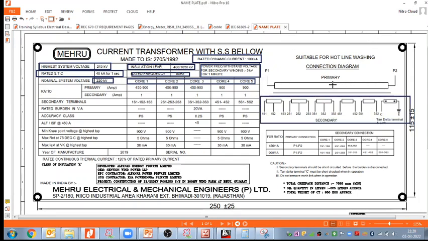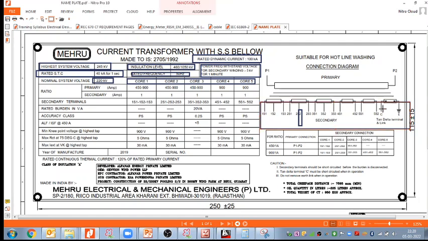One is the primary common, and 1 core, 2 core, 3, 4, 5. But yeah, we are using 6 core. We'll come to that tan delta terminal. So basically 5 core we are using for the CT, and this tan delta terminal and link we are using for the tan delta testing of the CT insulator. Okay, that is for the tan delta testing of the insulator.